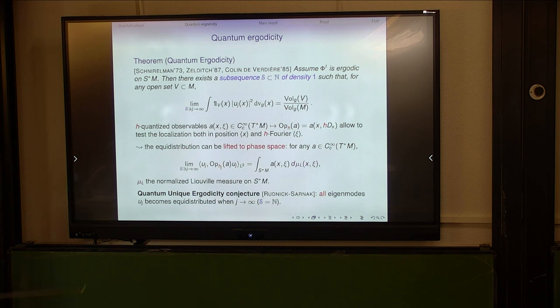So if you go back to the picture I had at the beginning, we had this eigenmode which has this strong concentration on the periodic orbit, and the question from that time has been: does this strong concentration on the ray persist in the high frequency limit? Are there sequences of eigenstates which have a specific concentration in this sense, that is, in the L2 mass sense, along this ray, for instance?